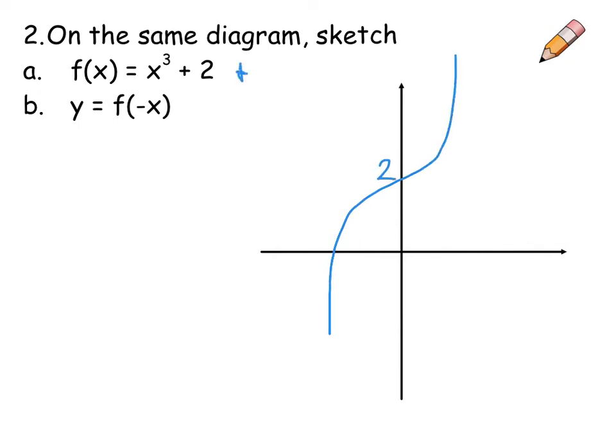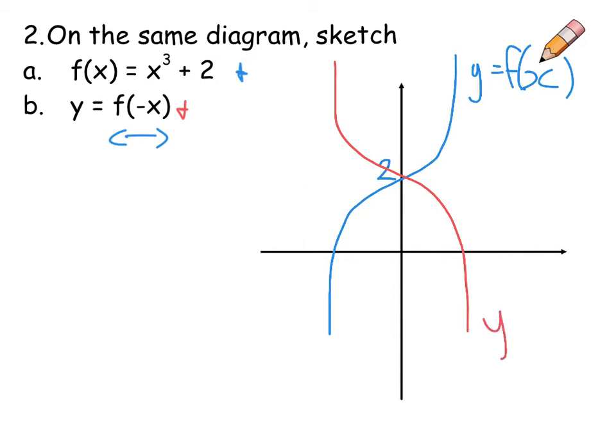So this is my blue one, y equals f of x. We have to draw the one where it is reflected. Now, if you can't decide reflected up or down, remember the minus out the front is up and down. So this is the one that is reflected left and right, so reflected over the y-axis. We're going to do this one in red. So it becomes going that way there. This is the graph of y equals f of negative x.